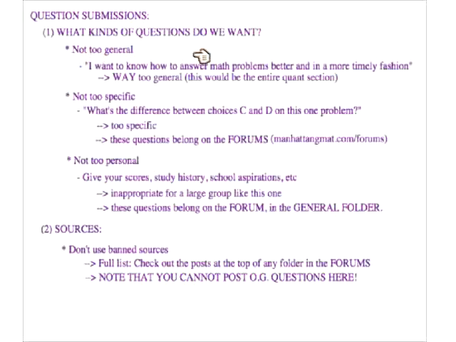really quickly. The kinds of questions that we want: we don't want questions that are too general. We have sometimes historically had people coming in and posting things like, I want to know how to answer math questions better, which pretty much everything we say about quant ever could fall into that box. So that's not really something we could cover in one study hall.